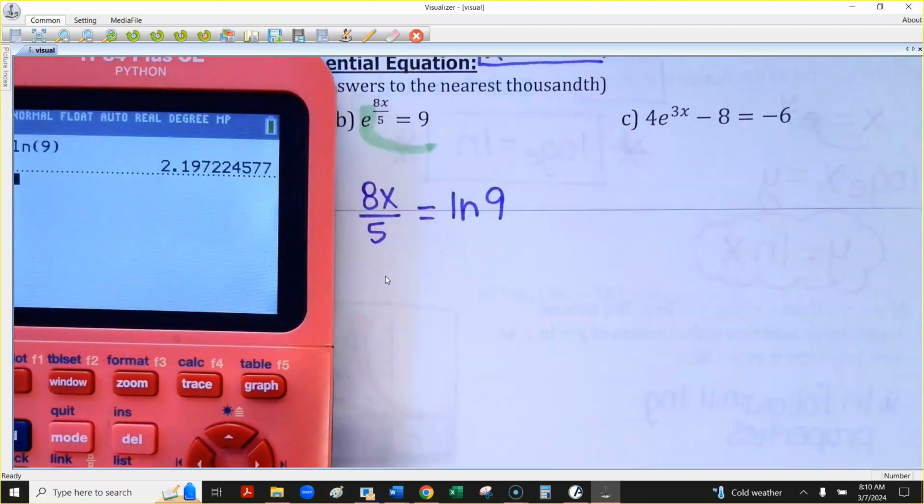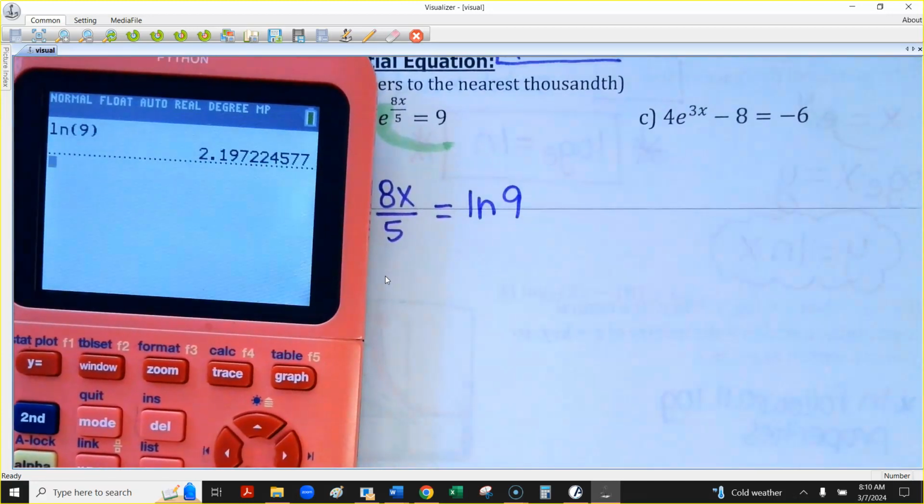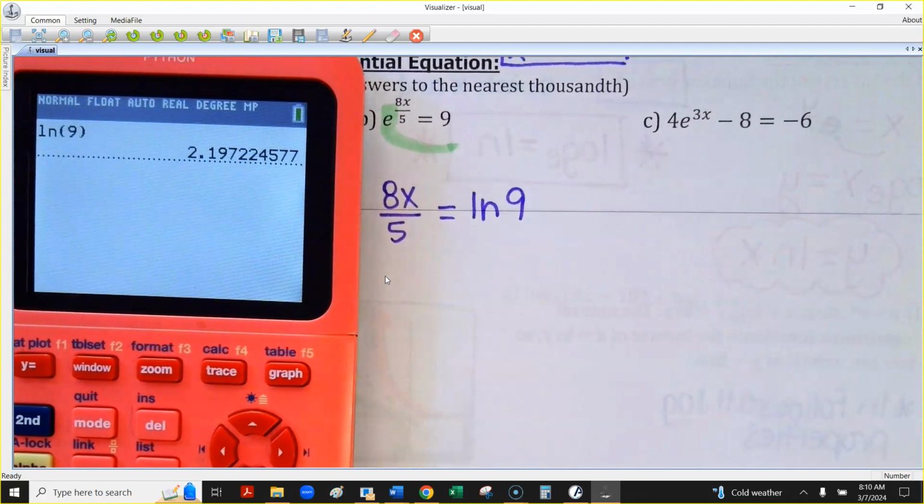What would you do to get x after you did the natural log of 9? Like, what would your next step be? I've got 8x over 5 equals natural log of 9. So I did natural log of 9. So like, what would you do next? Yeah, get rid of the 5.